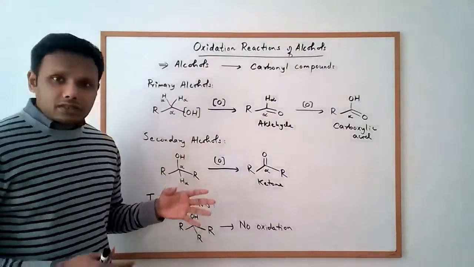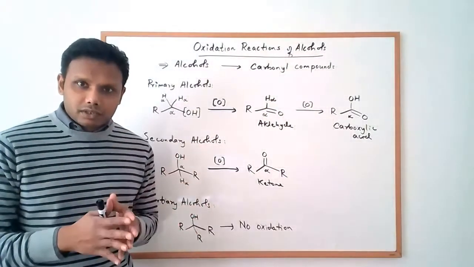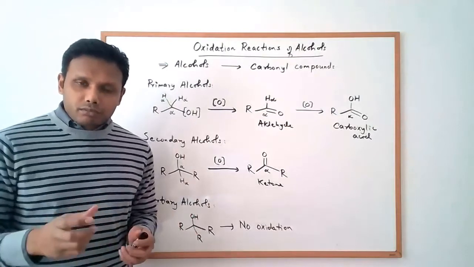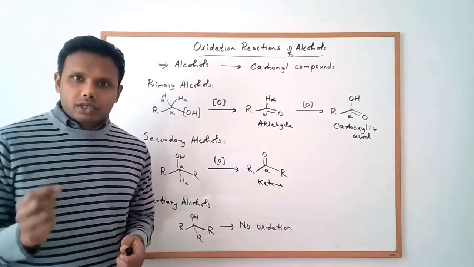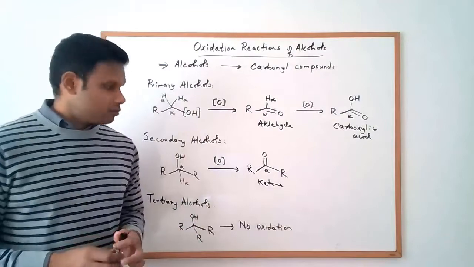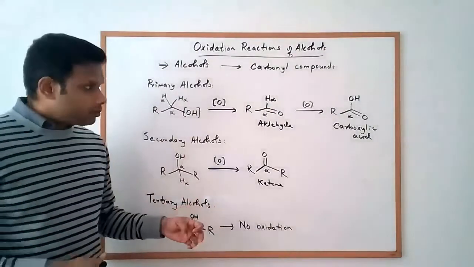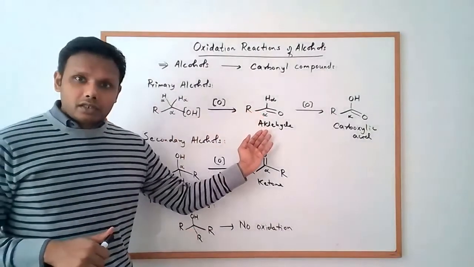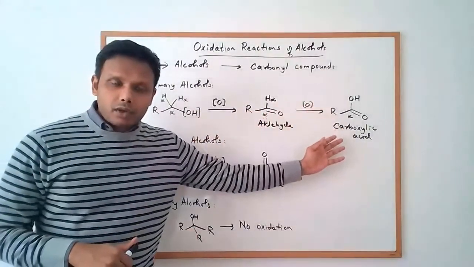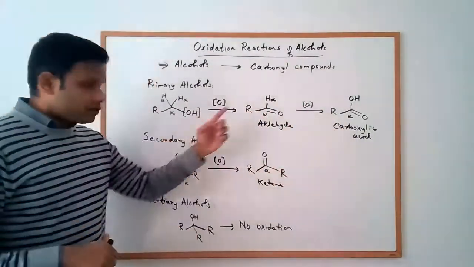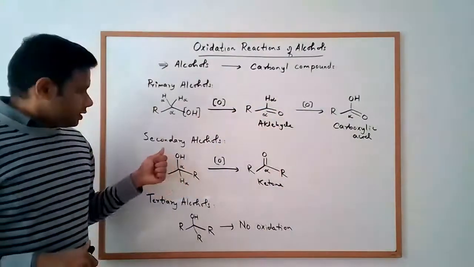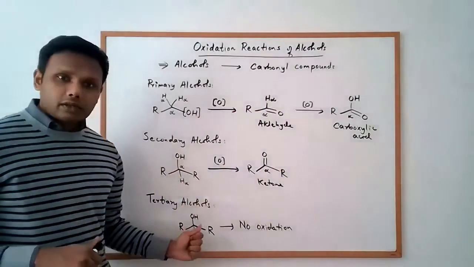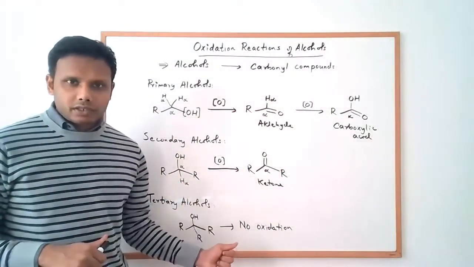So these are reactions where the carbon skeleton is preserved. We're not breaking any carbon-carbon bonds. We're only breaking carbon-hydrogen bonds, and we're making carbon-oxygen bonds, okay? So just to summarize, primary alcohols can be first oxidized into aldehydes, further oxidized into carboxylic acids. That would be the complete oxidation. Secondary alcohols are oxidized into ketones, and tertiary alcohols cannot be oxidized.